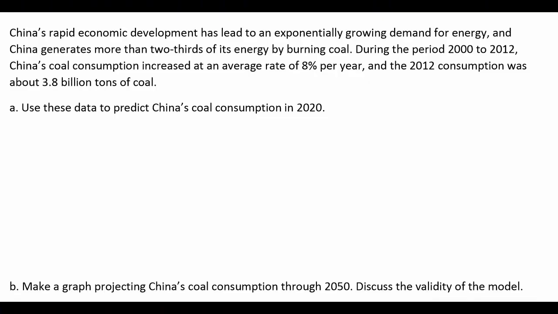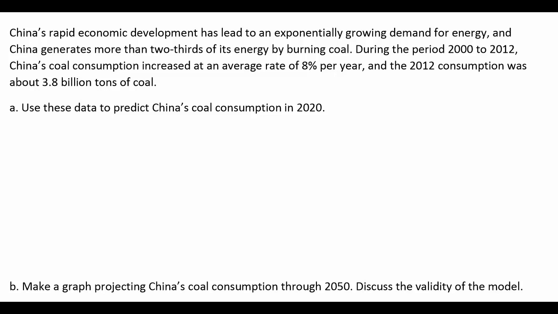All right, China's rapid economic development has led to an exponentially growing demand for energy, and China generates more than two-thirds of its energy by burning coal. During the period of 2000 to 2012, China's coal consumption increased at an average of 8% per year, and the 2012 consumption was about 3.8 billion tons of coal. Use this to predict China's coal consumption.